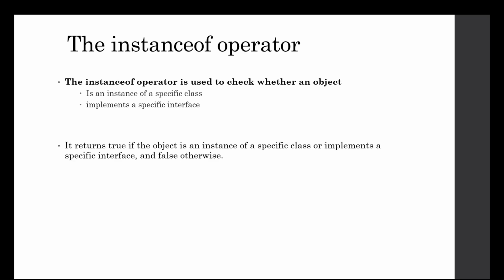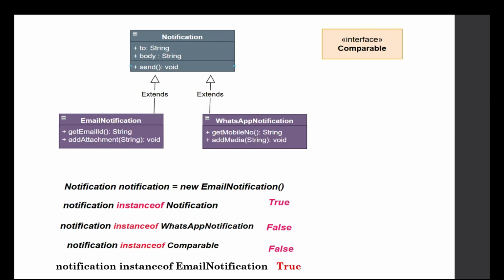If the object is an instance of a specific class, then it is going to return true, otherwise it will return false. If we are going to check whether a null value is an instance of a specific class, then it is always going to return false. So let us understand the instanceof operator using this class diagram.